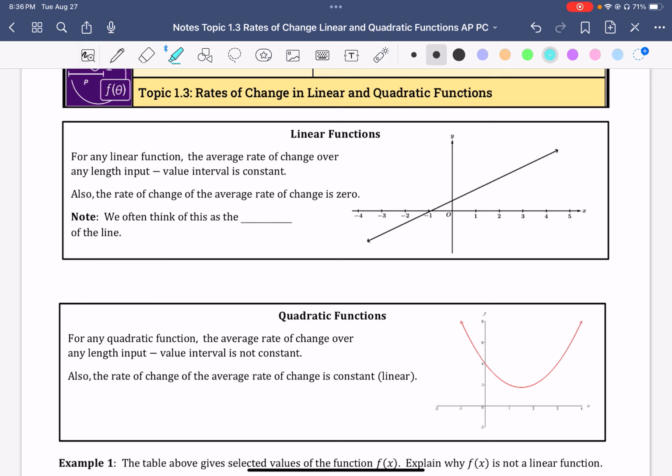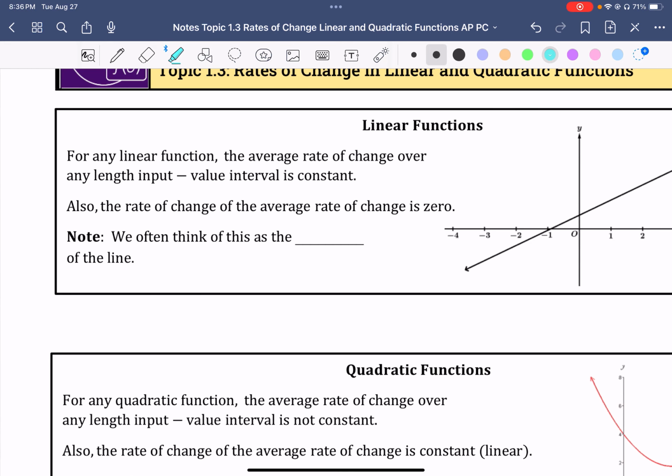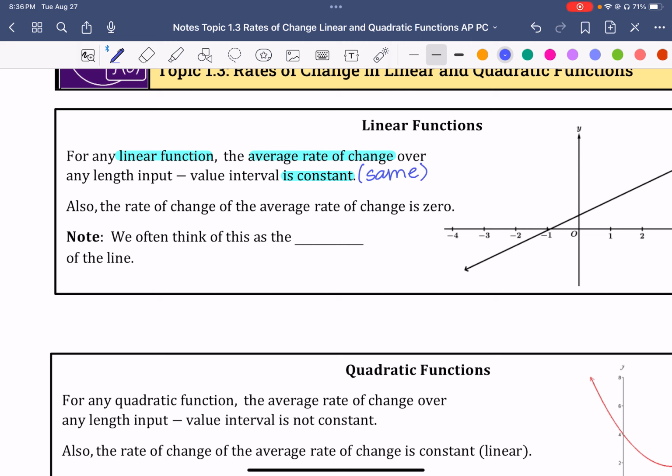So this might be a little confusing because you see the word rate of change over and over again. So let's break it down. Again, for any linear function, your average rate of change is going to be constant. When you hear the word constant, I want you to think of those numbers being the exact same. So they're not going to change. That's different than for the rate of change of the rate of change, which is going to be 0.